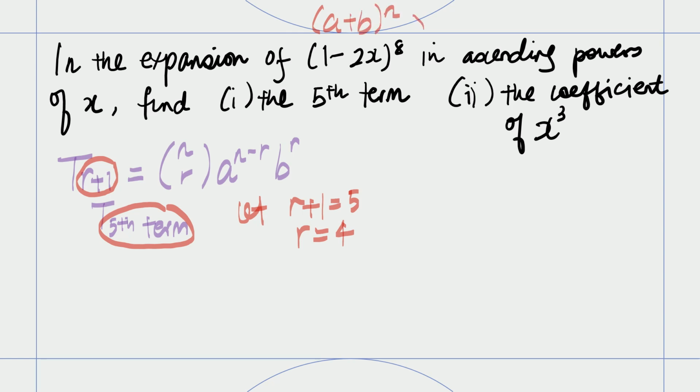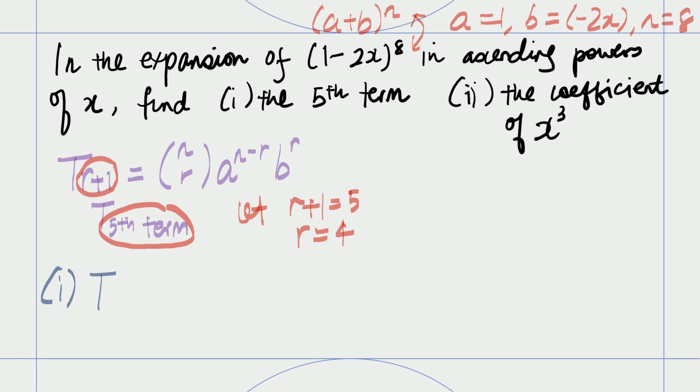Right, so we do a comparison first. We're going to substitute a to be 1, b to be negative 2x, and because there's a negative there, I would advise you to bracket it. And then your n is 8. Okay, so that's part 1.